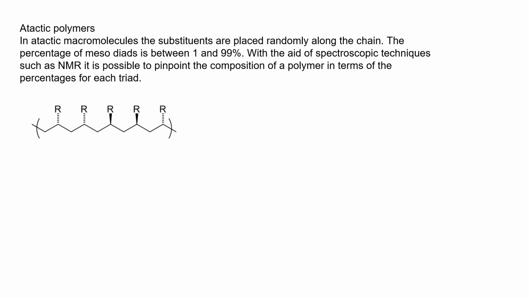Now one of the other types is called the atactic polymer. Here you can see that the groups are placed randomly along the chain. The percentage of meso diads is between 1 and 99%, and with the aid of spectroscopy, obviously, we can pinpoint that position in terms of the triad tension. So if you have this kind of arrangement, with two above, two below, then it is called atactic.